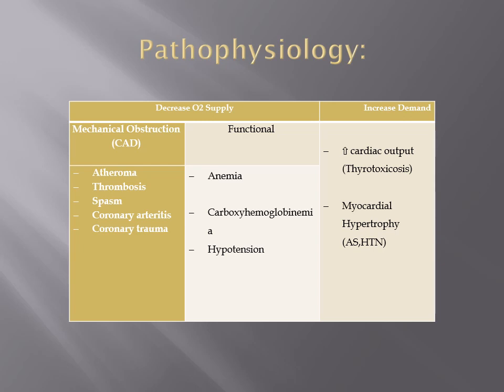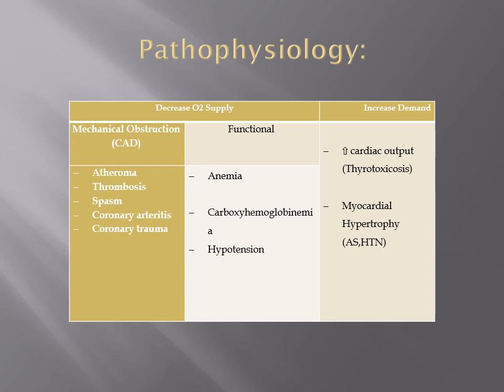Pathophysiology of chronic coronary syndrome, or pathophysiology of myocardial ischemia in general. Myocardial ischemia may be due to one or more of 2 factors. The first factor is decreased myocardial oxygen supply. The second factor is increased myocardial oxygen demand. Any imbalance between the oxygen supply and oxygen demand can lead to myocardial ischemia and angina.